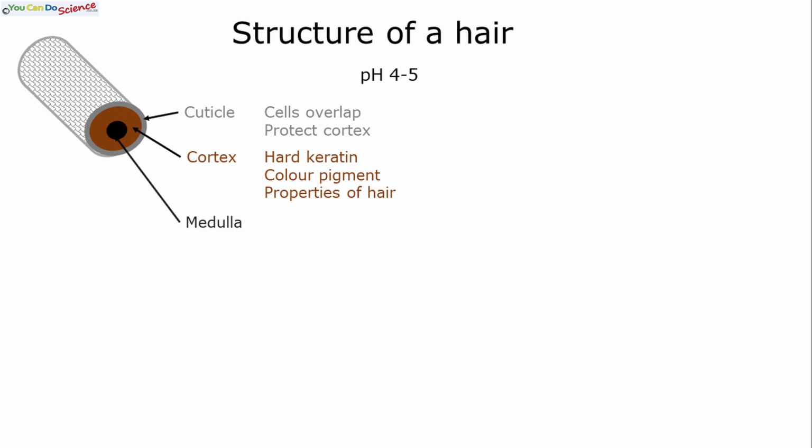In the middle is the medulla, that consists of soft keratin. It is only the cuticle and the cortex that play a role in hair treatments.